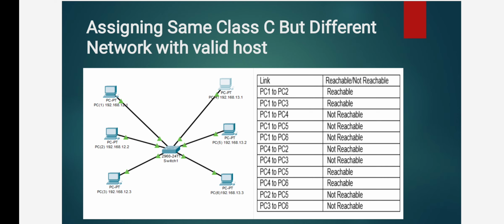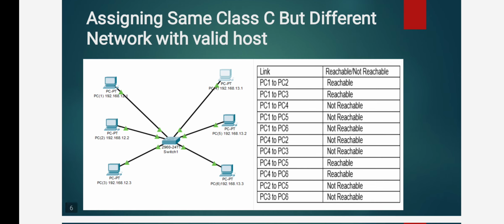PC1 and PC4 are not in the same IP network address, network parts. Why? PC1 has the network part of 192.168.12, and PC4 has 192.168.13. They are not in the same network address, so it is not reachable because they are not the same in network parts.